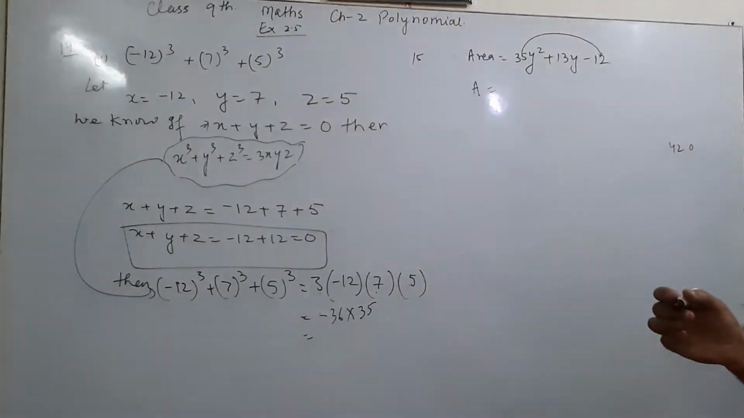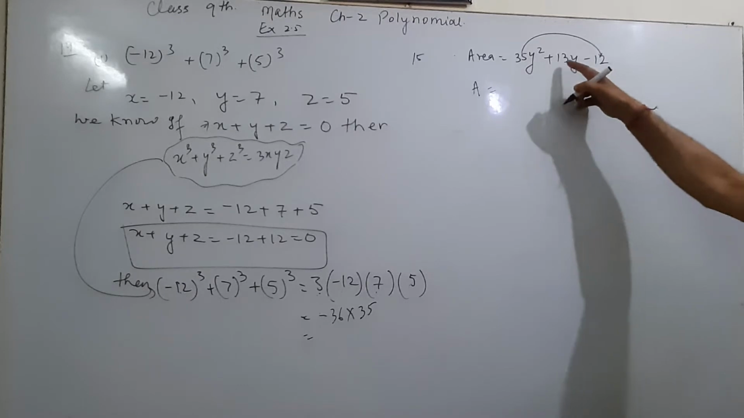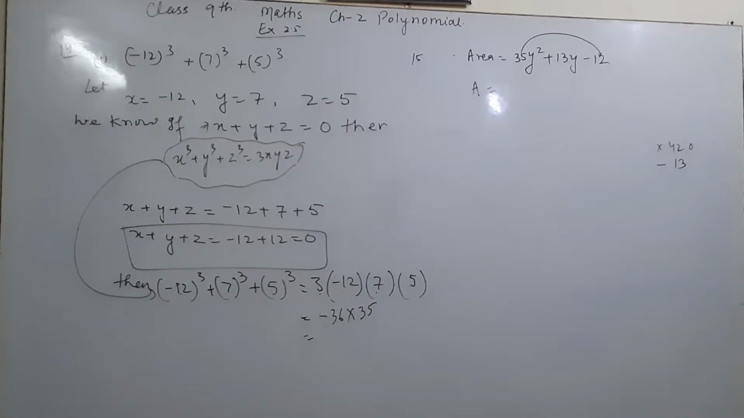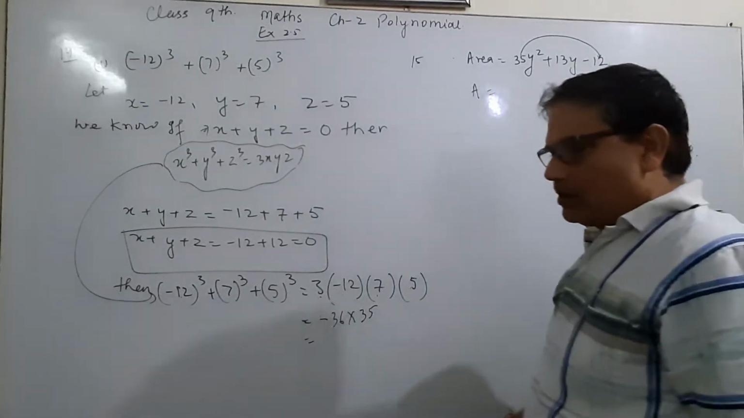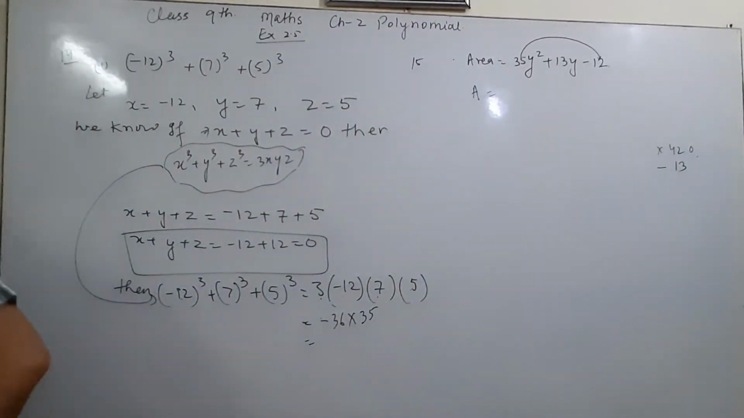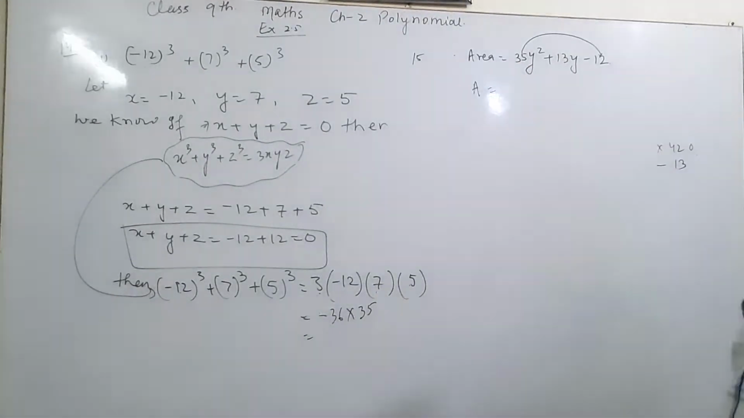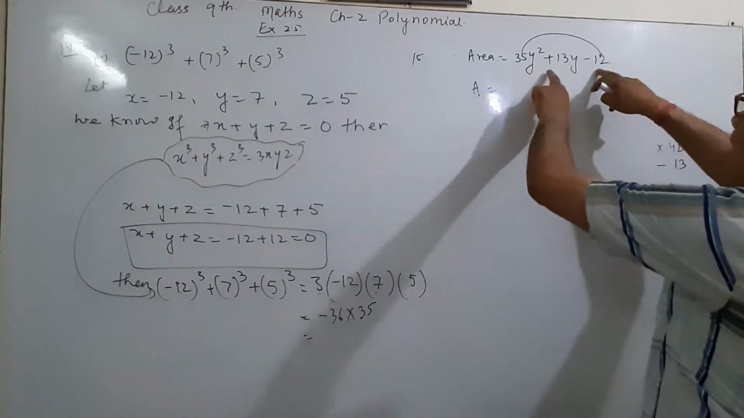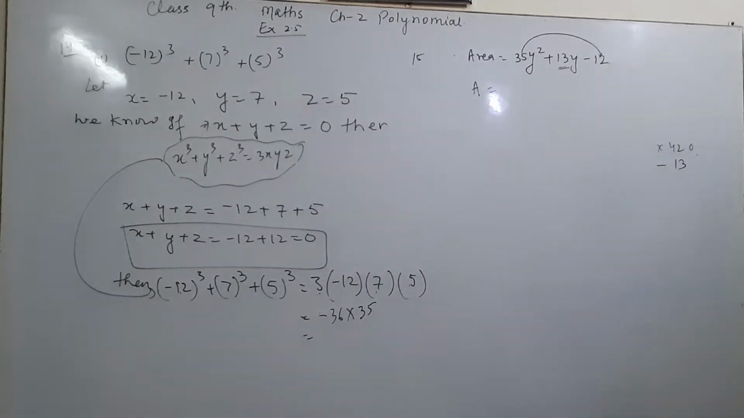This is your product, and here what I have to get is minus 13. Now you do it yourself, find the factors. Find two numbers such that their product is 420 and their difference is 13. 12 multiply 35, and the difference is 13. We have to split this 13y. Now two factors you have to find out.